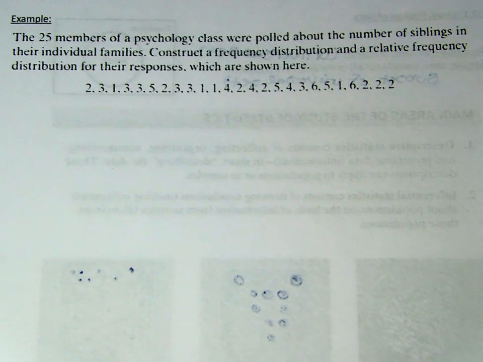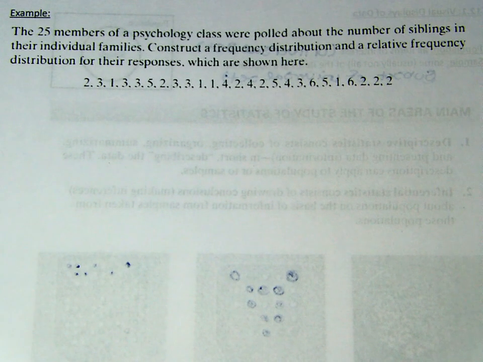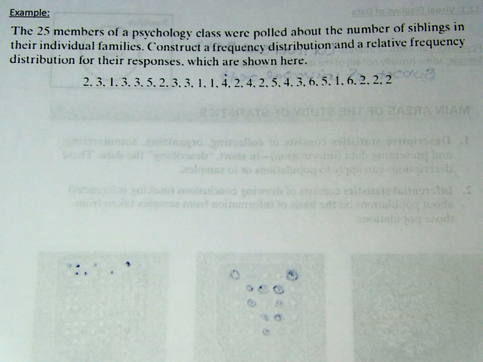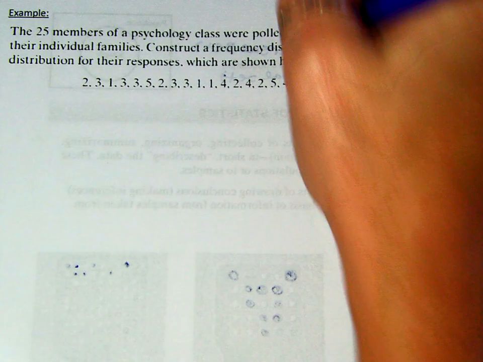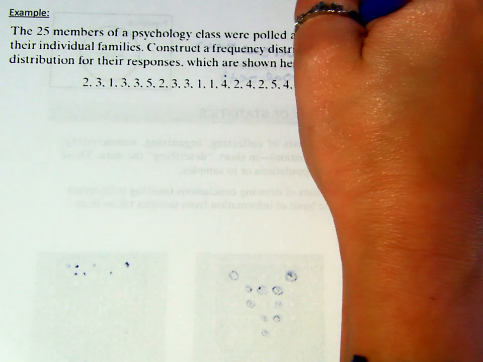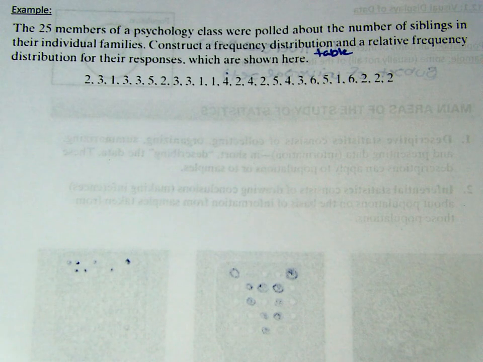So this is a style of problem you would see. It says 25 members of a psychology class were polled about the number of siblings in their individual families. We're going to construct a frequency distribution, and usually when you see that, you can imply the word table. We usually label it with a table. And then we're going to use relative frequency distribution for the responses. So 25 people are asked how many siblings they have, and these are their responses.